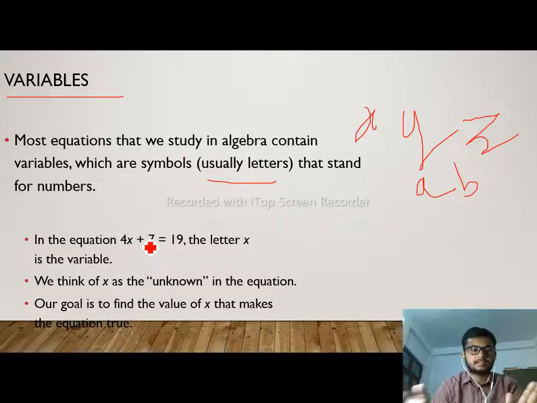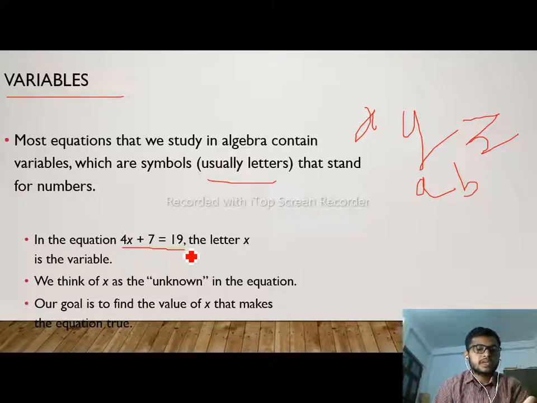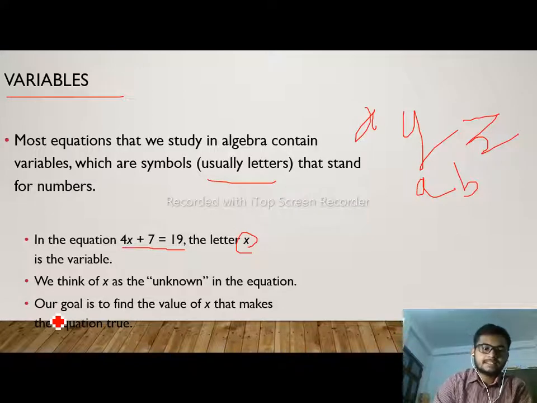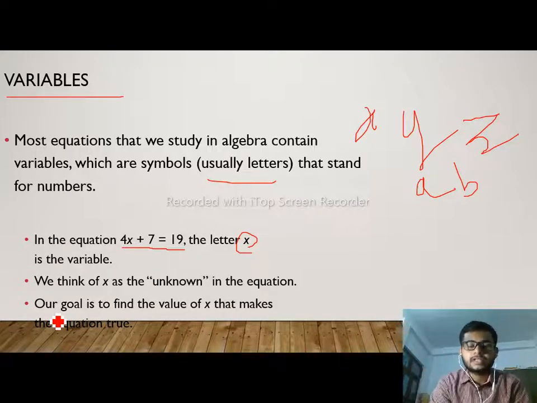Okay. For example, in our equation 4x plus 7 is equal to 19, the letter x is the variable. We think of x as the unknown in the equation, as we don't know the value of x. So our goal is to find the value of x that makes this equation true.